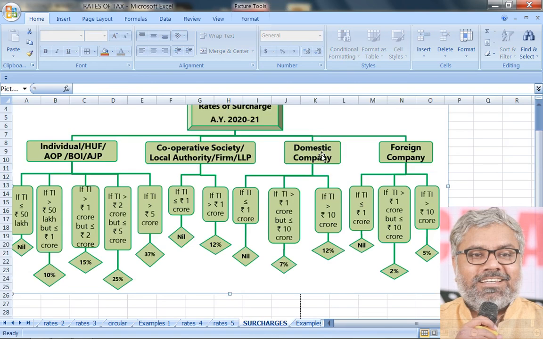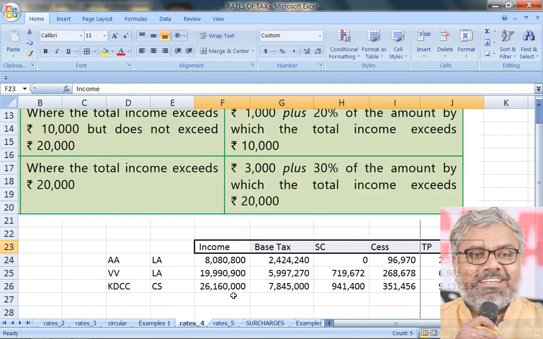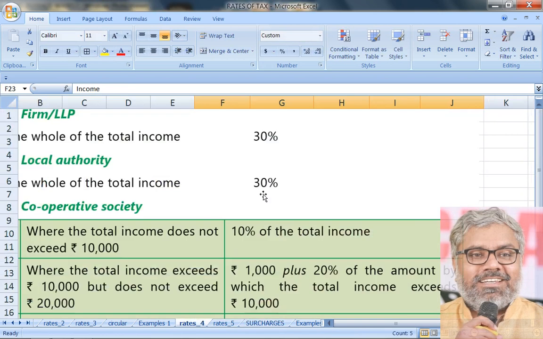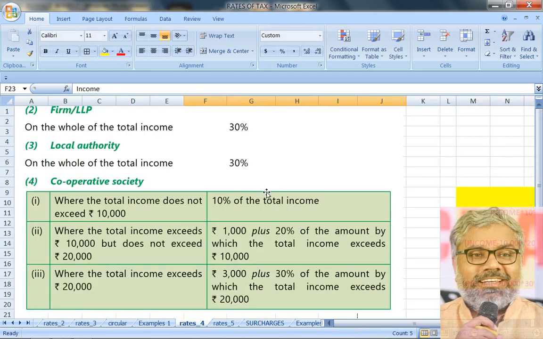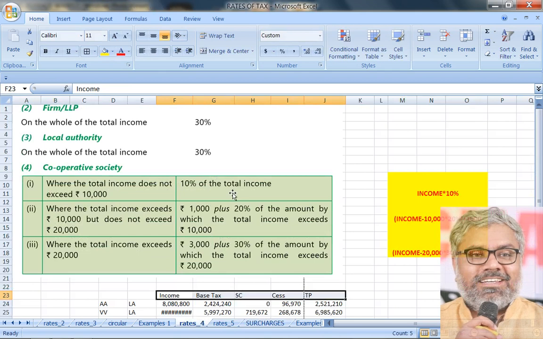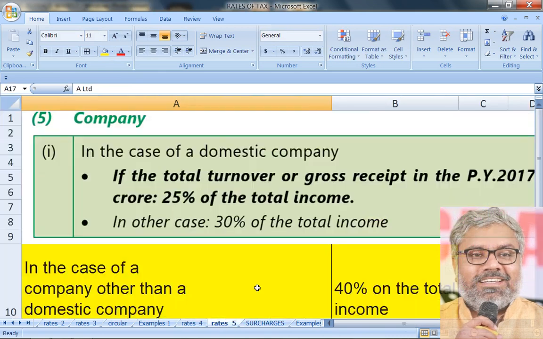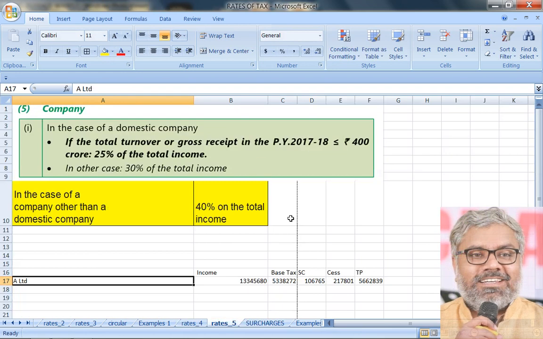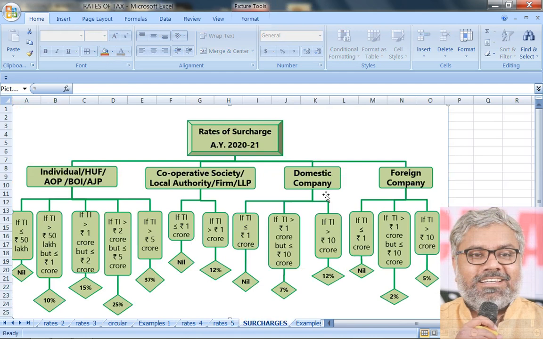Like this, any number of examples can be taken. But what is important to remember is the rates of tax related to firm, LLP, local authority, and cooperative society, which are all part of this. This has to be remembered. And the rates of tax in relation to domestic company and foreign company have to be remembered. Most importantly, the surcharge rates for all of them have to be remembered.